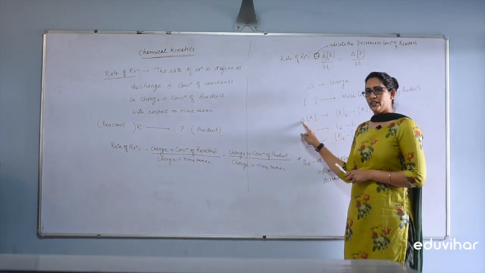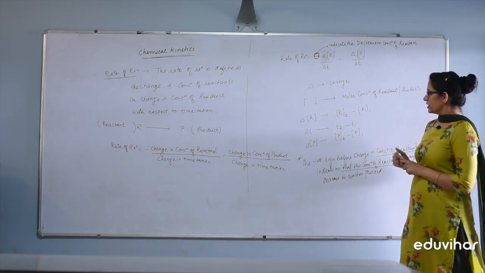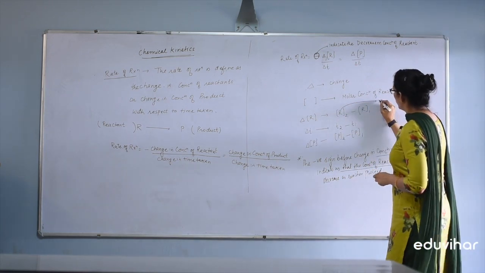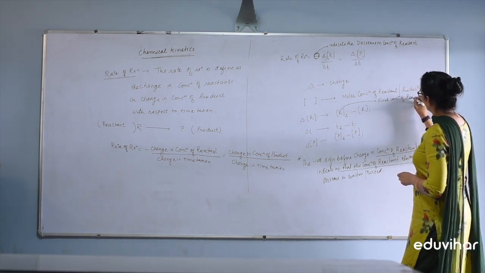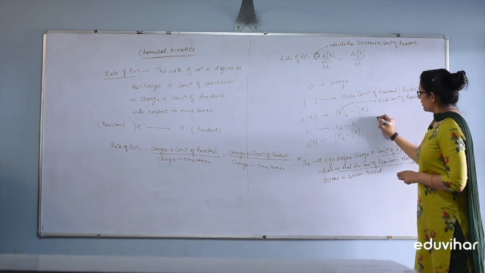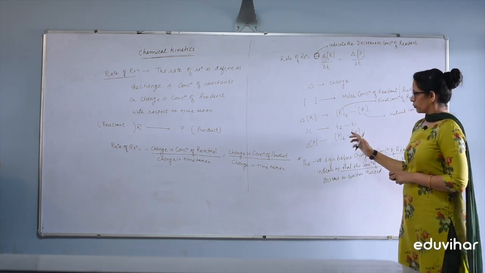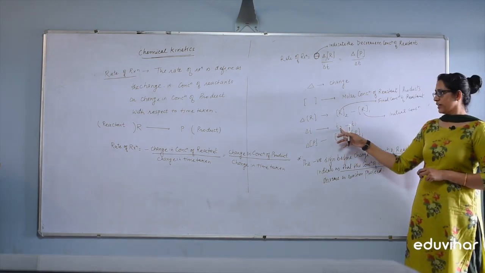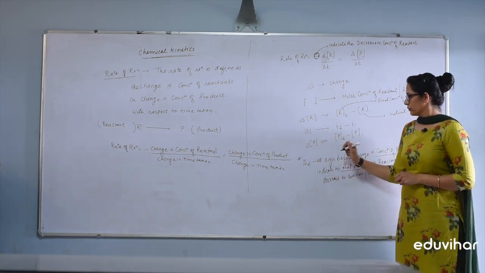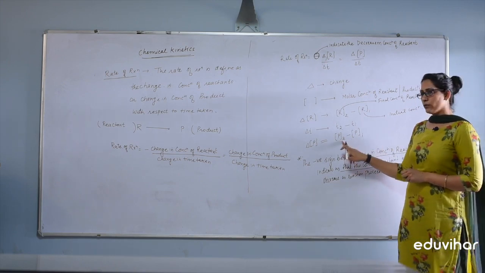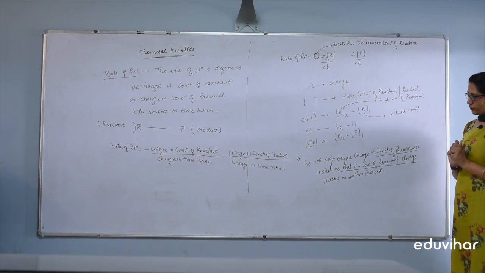How do we calculate the delta R? Delta R can be calculated as R2 minus R1. This R2 is the final concentration of a reactant. This R1 is the initial concentration. Again the T2 becomes the final time taken, T1 is the initial. Delta P is equal to P2 minus P1. P2 is the final concentration of product and P1 is the initial concentration of product.